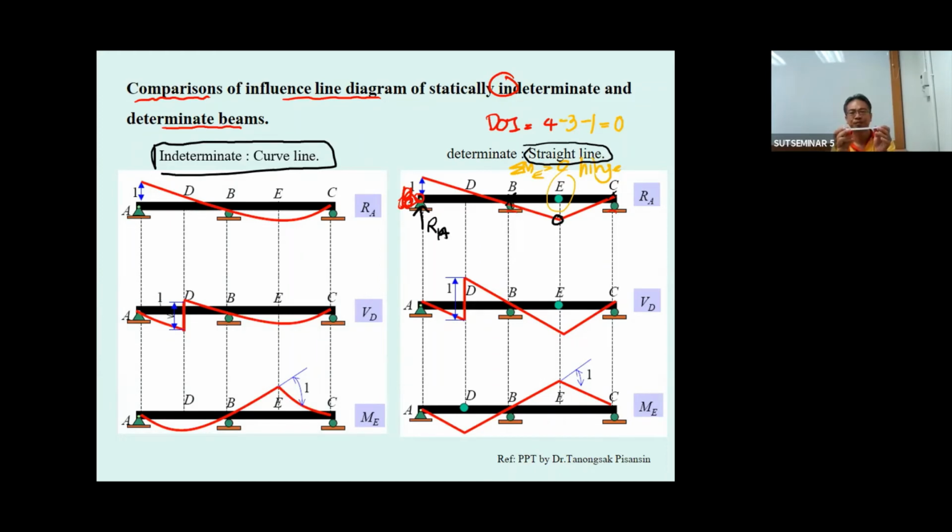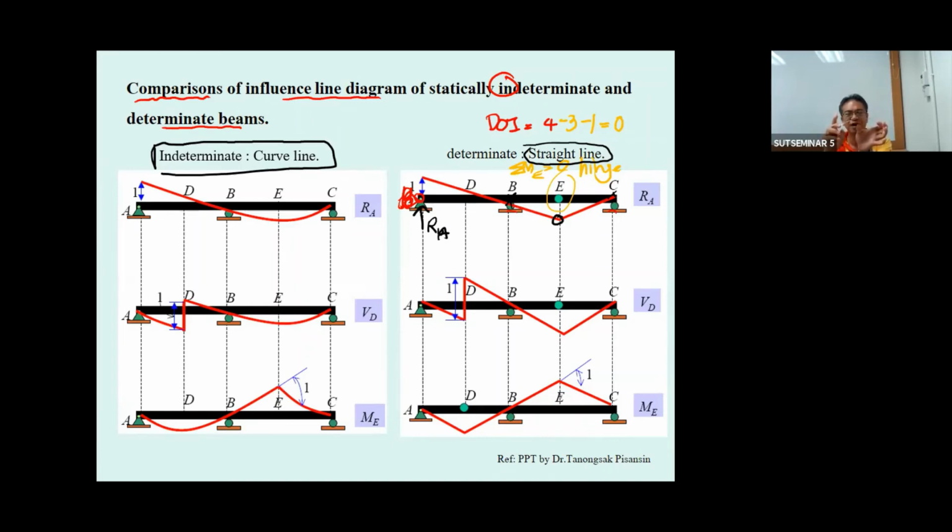How about the influence line of R sub C? Just take the C out, push this one up. This is the shape of the influence line of R sub C. And for the influence line of this beam, or if you're interested in the point B, just take the resistance to the B sub Y out, move it for 1 unit.